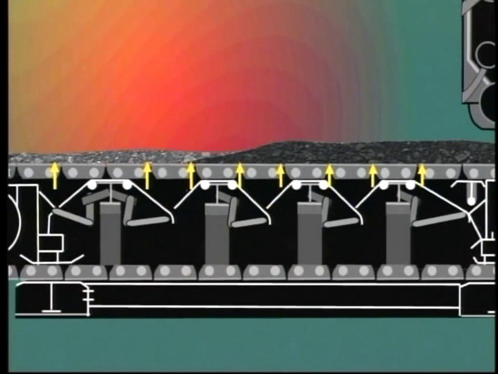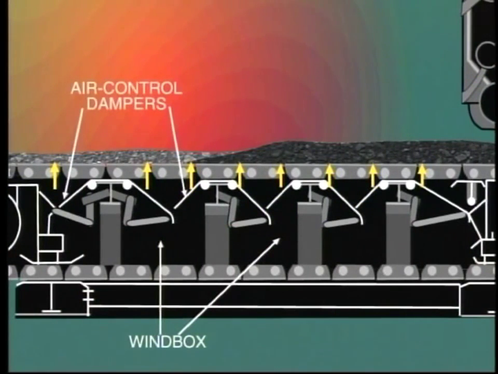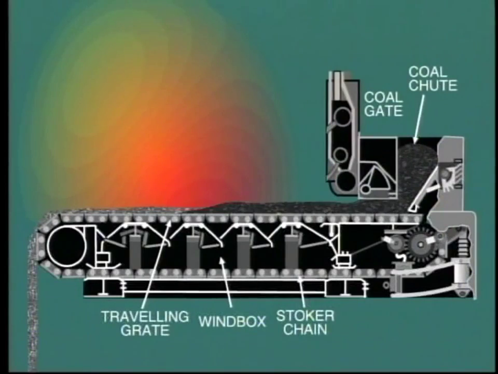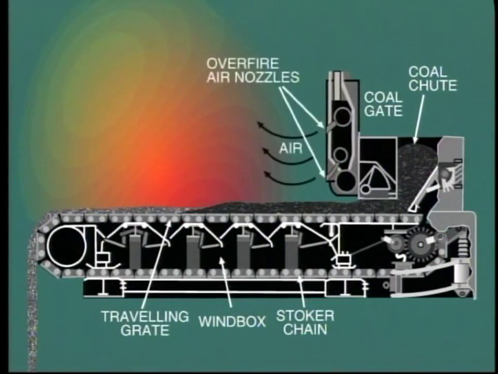Forced air for combustion is fed up through the grate. The wind box beneath the grate is compartmentalized with individual damper controls so that the distribution of air may be biased towards the front or back end as required. Generally, secondary air or over-fire air is admitted into the furnace at a higher level to complete combustion.